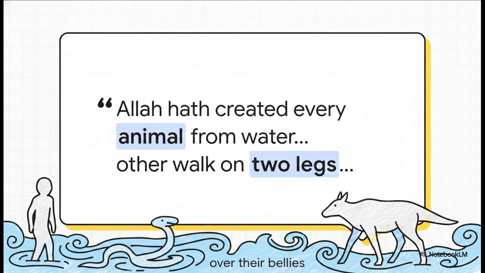Honestly, this is a brilliant summation of the whole chapter's themes. It reiterates that common origin in water we talked about earlier, but then it introduces the concept of physical modification. It observes that despite having a shared beginning, life has branched out into wildly different forms with entirely different ways of moving through the world.